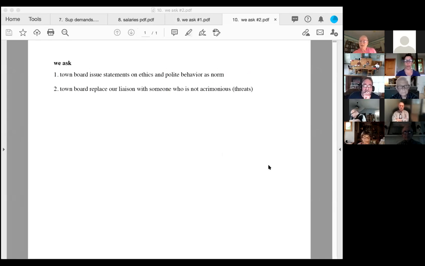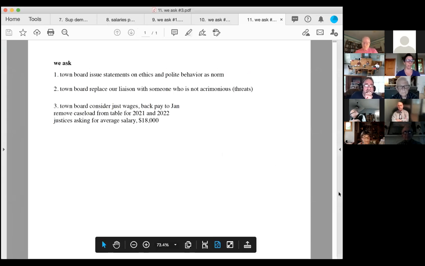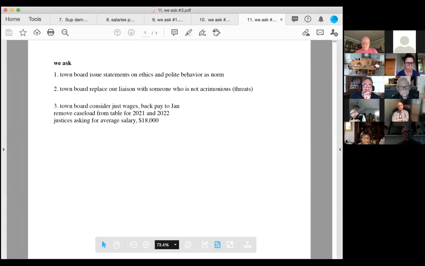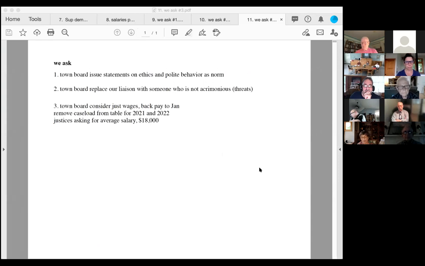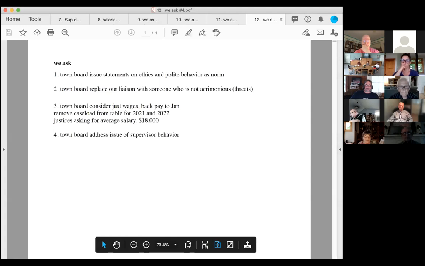Next one. We're asking that you consider back pay. We don't even get living wages right now. We're asking for the average salary in the county, which is the way we did it. We took out the town of Ithaca from all the towns, for $18,000. And we're also suggesting that we remove caseload from the table in 2021 and 2022 because it has become just a very acrimonious issue. And the final request is that the town board address this issue of the supervisor's behavior.